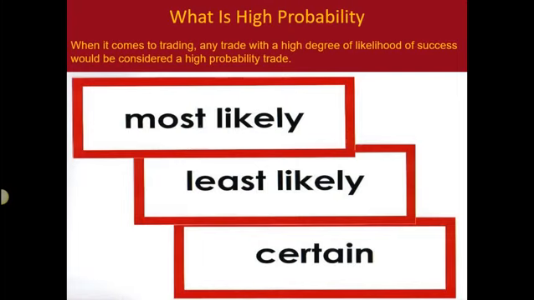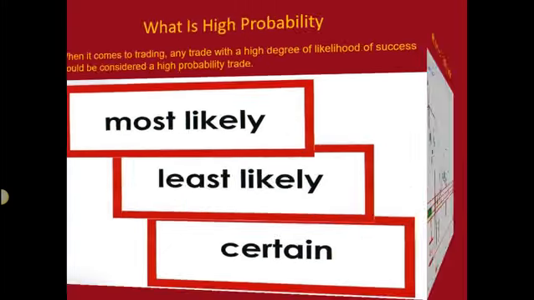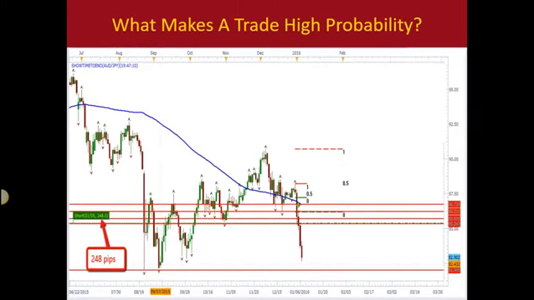All right, guys, so what is a high probability trade? When it comes to trading, any trade with a high degree of likelihood of success would be considered a high probability trade. So what makes a trade high probability? Is it the profit that you make? As you could see, this trade worked out for me for 248 pips. So was that considered a high probability trade? It could have been, depending on the way I entered the market and everything else. Just because you make a big profit doesn't make that a high probability trade, all right?